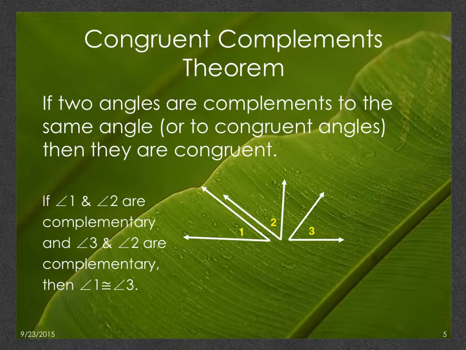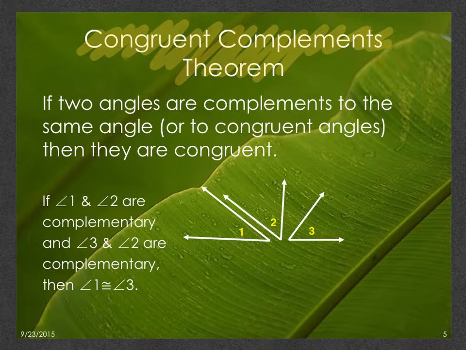All right, congruent complements theorem. It says the same thing except for complements, right? If two angles are complements to the same angle or to congruent angles, then they are congruent. So same exact concept, except now we're talking about complements instead of supplements. So it's 90 degrees.